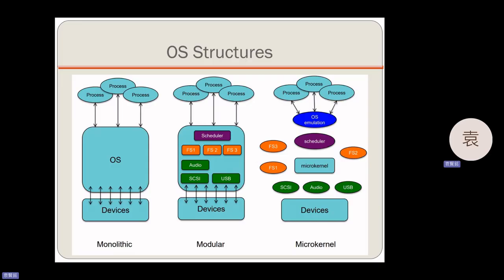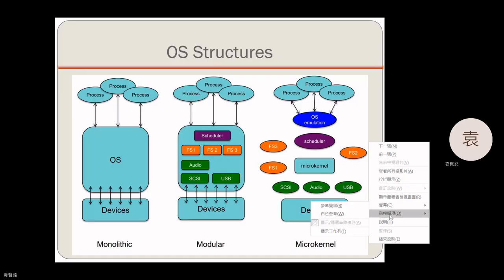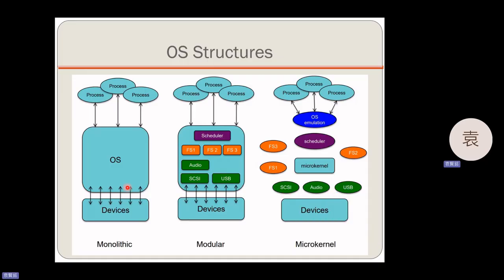The operating system, as we have discussed before, has three categories. One is monolithic, on the left-hand side. Here, the whole operating system is linked together as a single unit on top of the physical devices, and then user processes can communicate with the operating system through system calls.